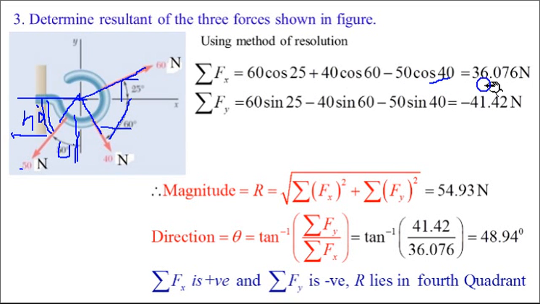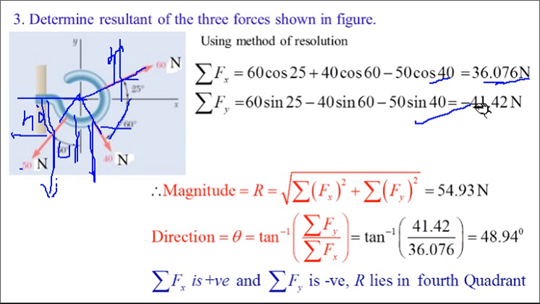Add this, you will get summation of Fx. Similarly, find out summation of Fy. Now just consider forces in y direction. So this will be resolved in this way. Y direction is positive here, and this y direction is negative. So the first component will be positive, this one. So 60 sine of 25 upward positive, minus 40 sine of 60 negative, minus 50 sine of 40 negative.